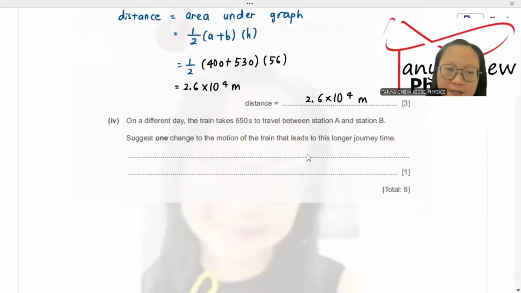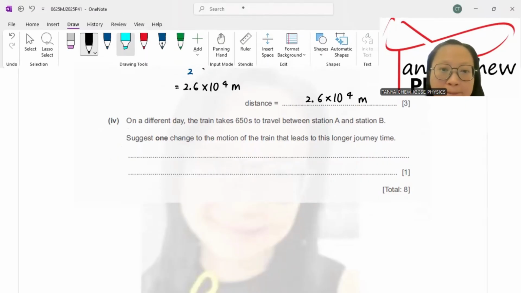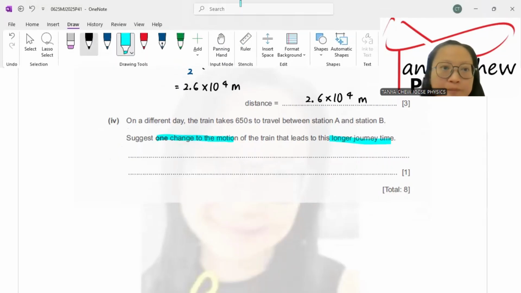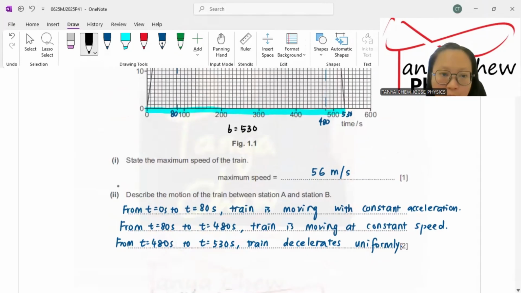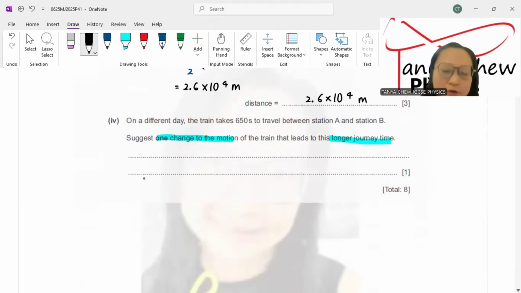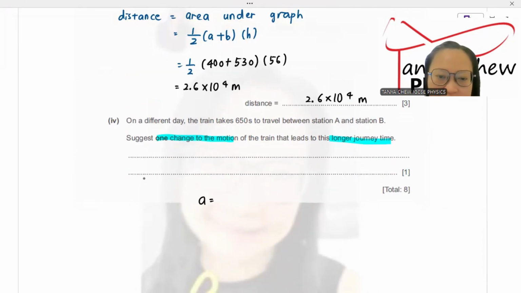Now, the last part: on a different day, the train takes 650 seconds to travel between station A and station B. Suggest one change to the motion of the train that leads to this longer journey time. One change to the motion. What happened to the motion of the train that it takes longer? Since you look at part 2, I described the acceleration. So I would like to bring in the acceleration of the train as well. You see, a is equal to (v minus u) over t. Do you still recall the formula of acceleration?